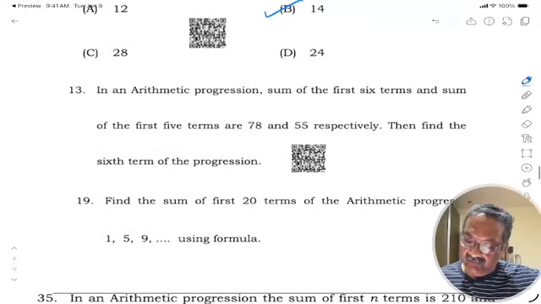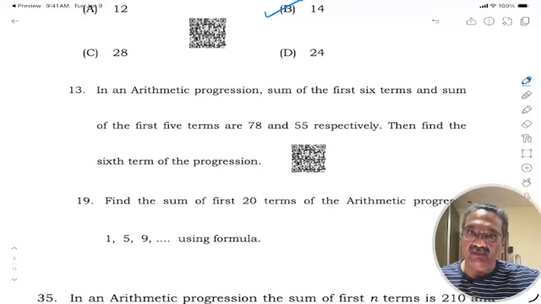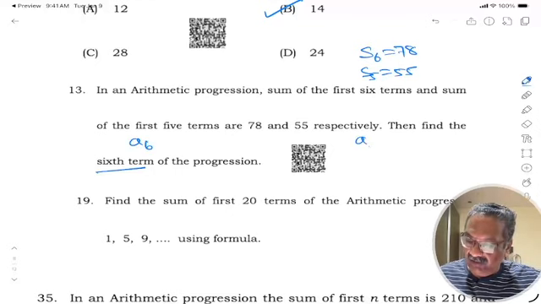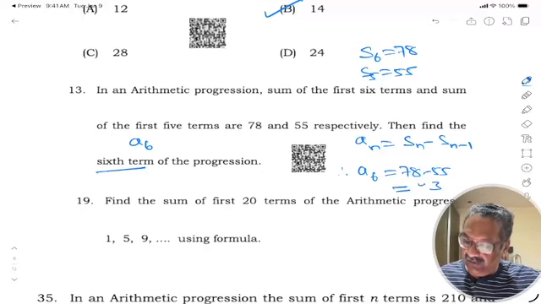In an AP, the sum of the first 6 terms and the sum of the first 5 terms are 78 and 55. Find the sixth term. What they have given is S6 is equal to 78, S5 is equal to 55. They have asked for the sixth term, A6. We know the formula An is equal to Sn minus S(n minus 1). Therefore, A6 will be 78 minus 55, which is equal to 23.